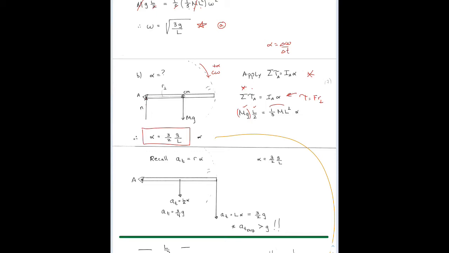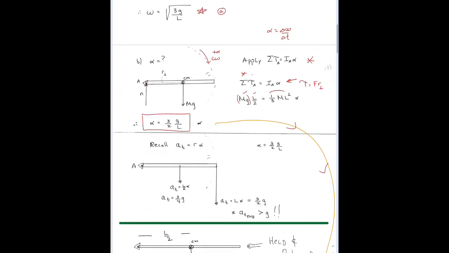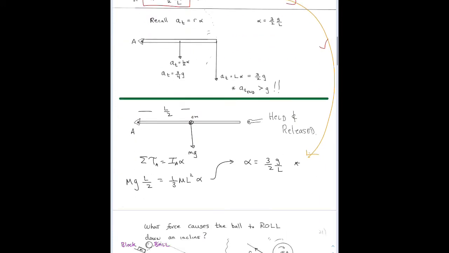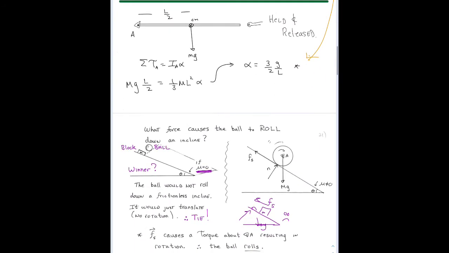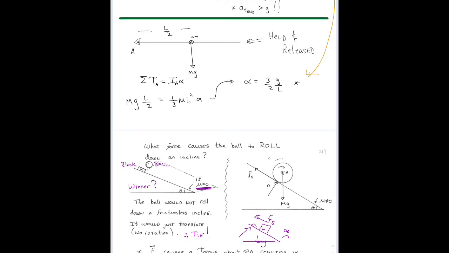Now, the odd result about this part: this is the stick that started at the vertical, and we let go and it was falling to the horizontal. If I took the same stick and held it at the horizontal, and then let go so it started here at rest, I would end up with the exact same alpha, which is kind of strange.